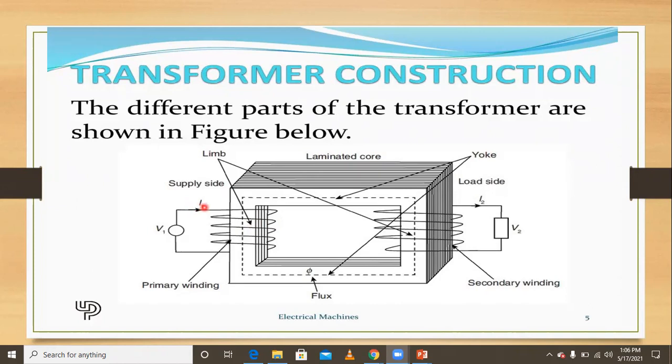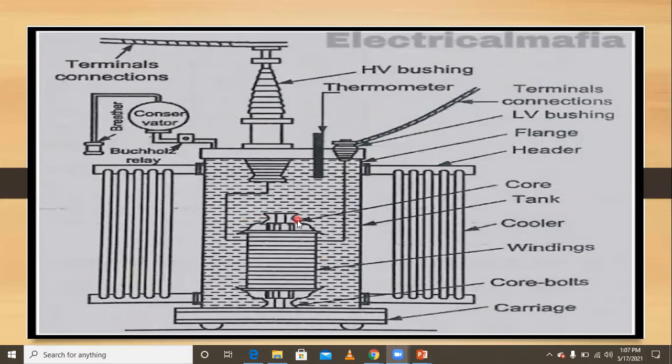Because of this, I1 squared R is called copper losses. This amount of small losses takes place in the transformer primary winding, and similarly in the secondary winding. These losses are dissipated in the form of heat. The heat is dissipated into the atmosphere by using oil only. If the oil is circulating through these tubes, which are pipes, this heat is transferred to the atmosphere.